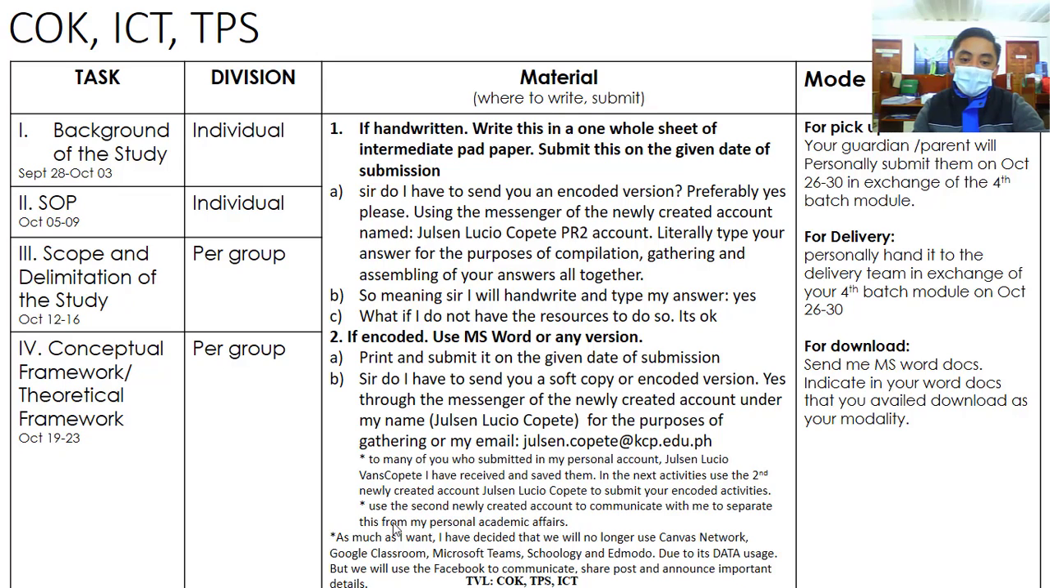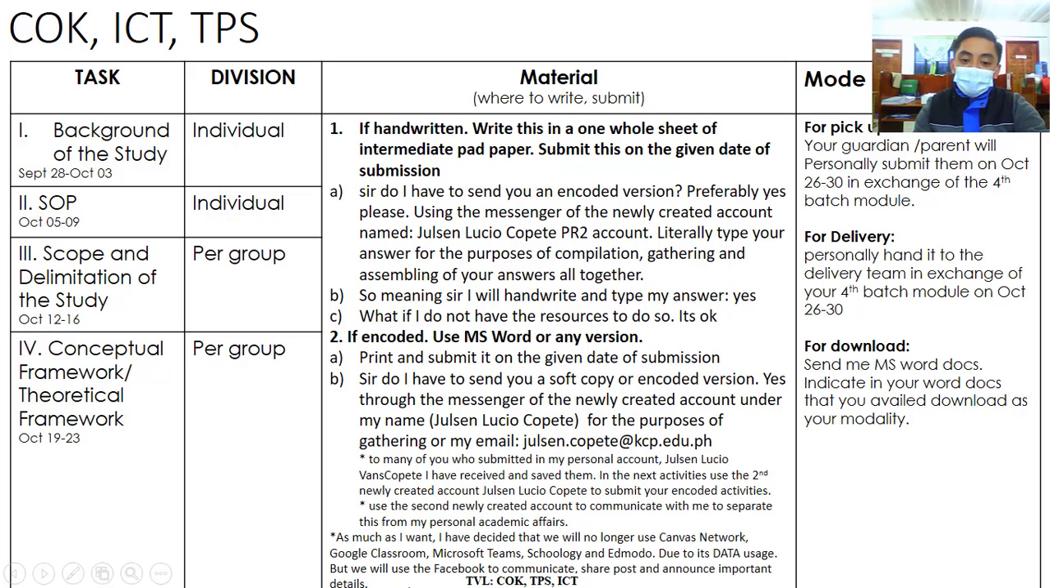As much as I want, I have decided that we will no longer use Canvas network. Ginagamit po ng University of Cordilleras ito. Google Classroom, most universities. Microsoft Teams, most universities and schools. Schoology, Edmodo is used by many private institutions. Now, we will not use that because of its data usage and complexity in its mga icons, of which we have to orient you how to do it. Though I know how to manipulate them, but on your behalf, it will be difficult again because they have to tell you how to do it. Now, that will be burden on you, so we will decide not to do that.